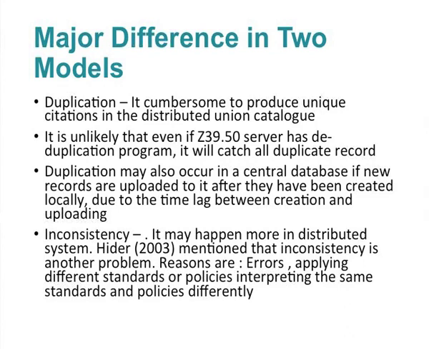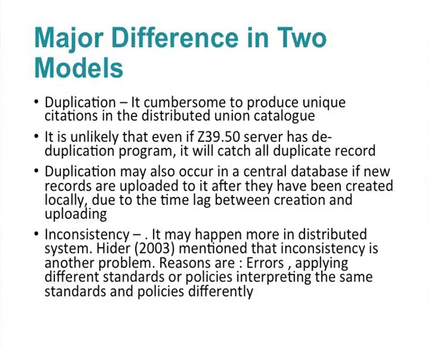So, cumbersome production of a unique citation in a distributed union catalog is one major problem if you compare these two models. Apart from that, it is unlikely that even if a Z39.50 server has a deduplication program, it will catch all duplicate records. Removing duplication is imperative, and if the deduplication program does not catch those duplicate records, lots of irrelevant data will be added into the catalog.